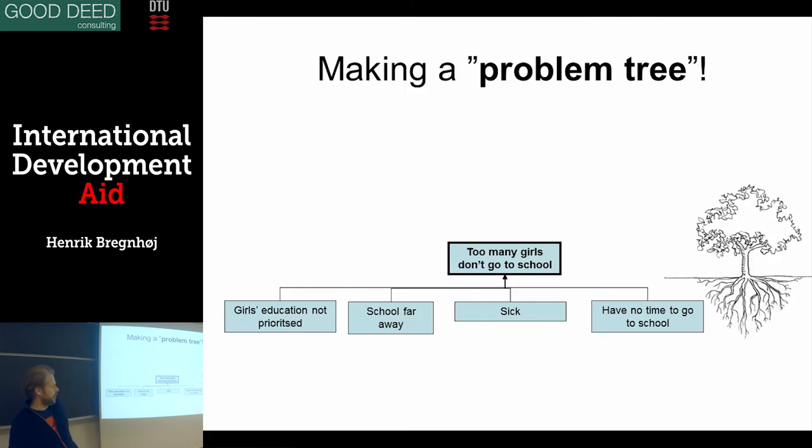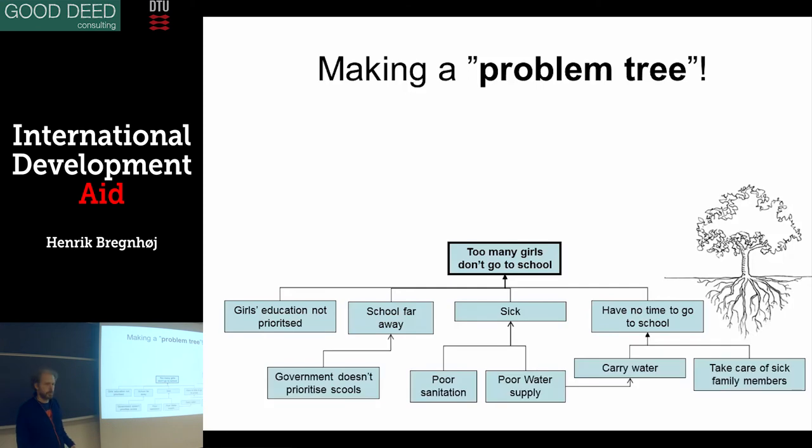If we look one layer under this, let's say these are the four main reasons here. There are some reasons for these things also. For example, the reason that the school is far away is that the government doesn't prioritize schools, so they don't build enough schools, and that's why you have to walk a long way. What is the reason that they are sick, that they don't have the energy? Could be the poor sanitation, the poor water supply, just to make it simple, will make them sick. And they have no time to go to school because they spend a lot of time carrying water, because the water supply is too poor, and they're taking care of sick family members at home. So there are some underlying reasons. You could even go further down to find out what the root of these things is. But you stop at a certain point here.